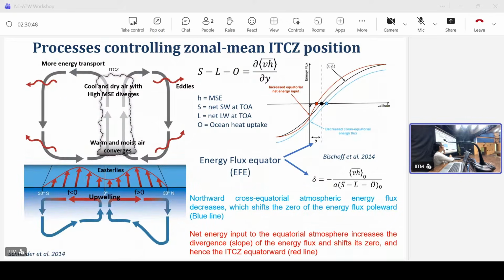The position of the ITCZ is controlled by the equatorial transport of the moist static energy and the net energy input that goes into the equator. When the cross-equatorial energy transport changes, if we have less northward equatorial energy transport, that is, more southward energy transport, and our upper level northerlies are stronger, then our ITCZ position can shift northward. So this cross-equatorial energy transport controls the position of the ITCZ. Also, if there is strong input of energy in the equatorial region, for example in the case of an El Nino, when the equator heats up, then the ITCZ shifts southward from its normal position.